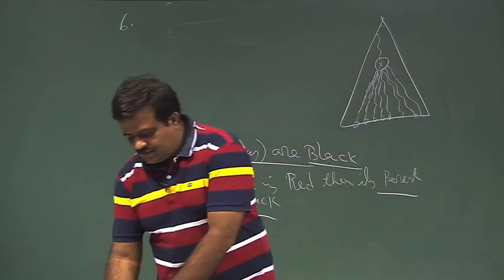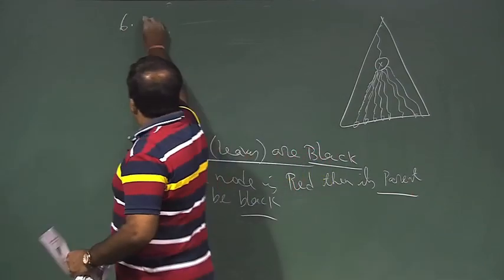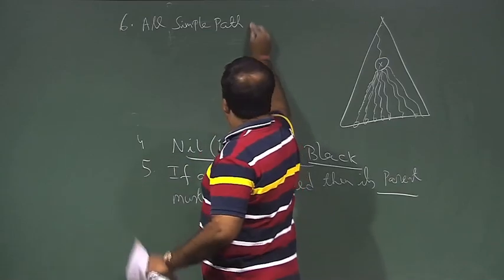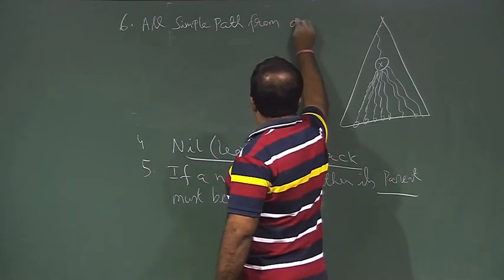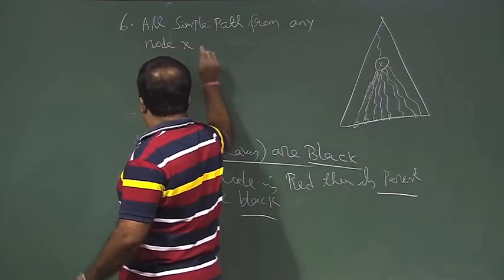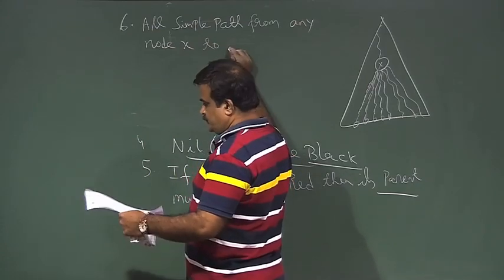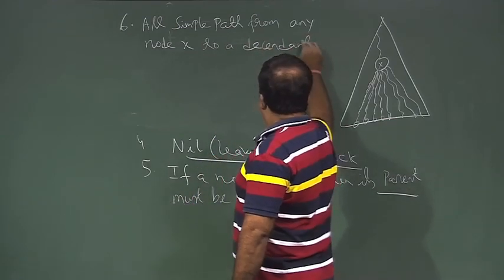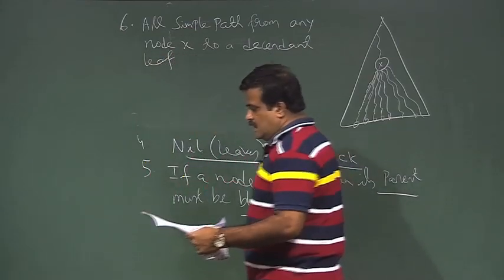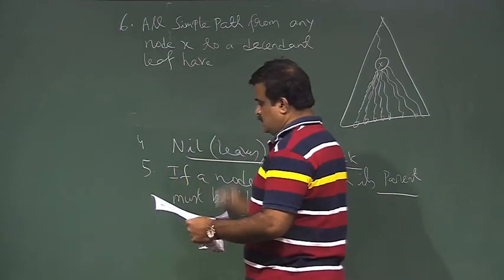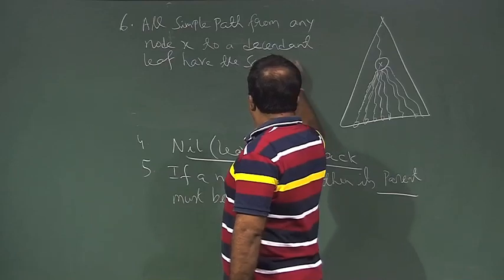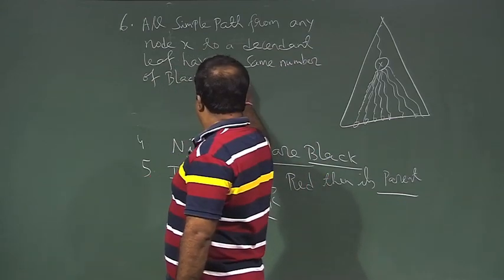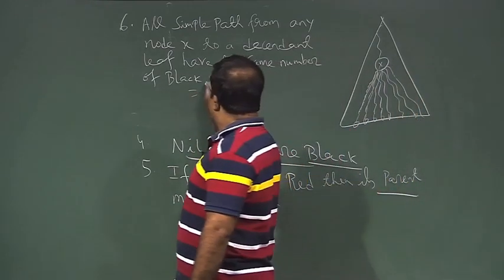Okay. So, let us write this property. All simple paths from any node x to a descendant leaf have the same number of black nodes, and that number is referred to as the black height of x.